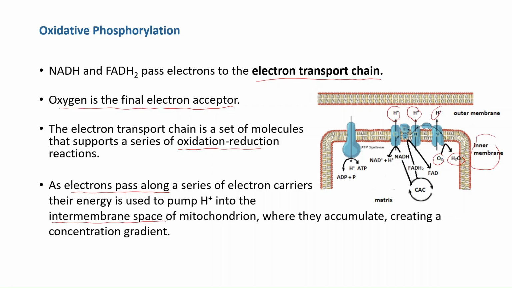But for the time being, we are pumping protons from the matrix into the intermembrane space. They accumulate there, and they create a concentration gradient. Now, protons cannot go through the membrane, okay? So they accumulate in there. It's like a dam that's holding water.